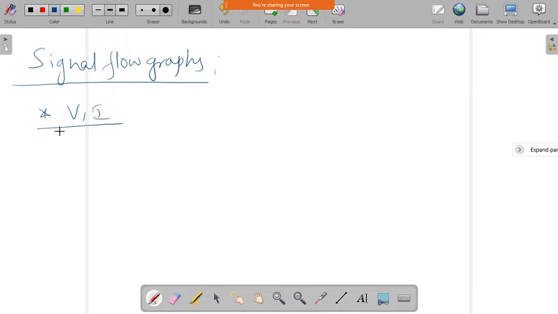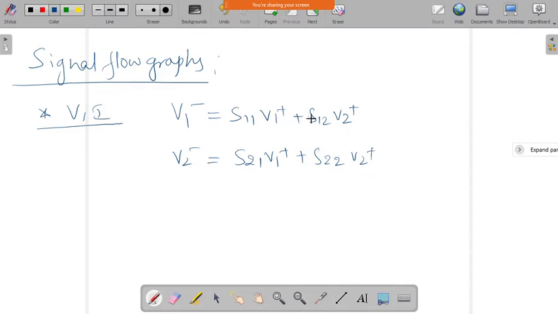So for this, if I take just an example of two port network S parameters, we have V1 minus equal to S11 V1 plus plus S12 V2 plus, and similarly V2 minus equal to S21 V1 plus plus S22 V2 plus. We can see here these are the two variables, where we can find out the reflected voltage based on the values of the S parameters and the incident voltage at the two ports.